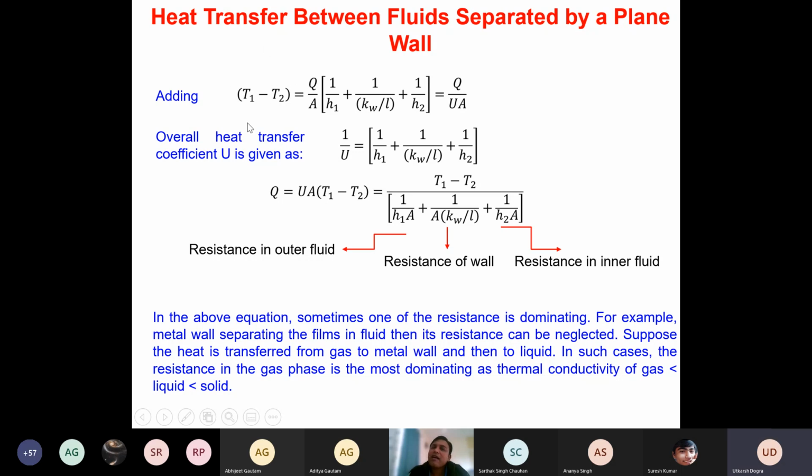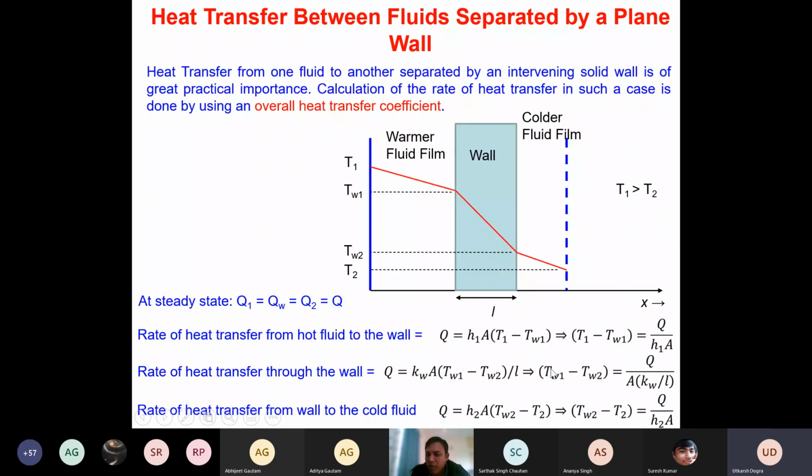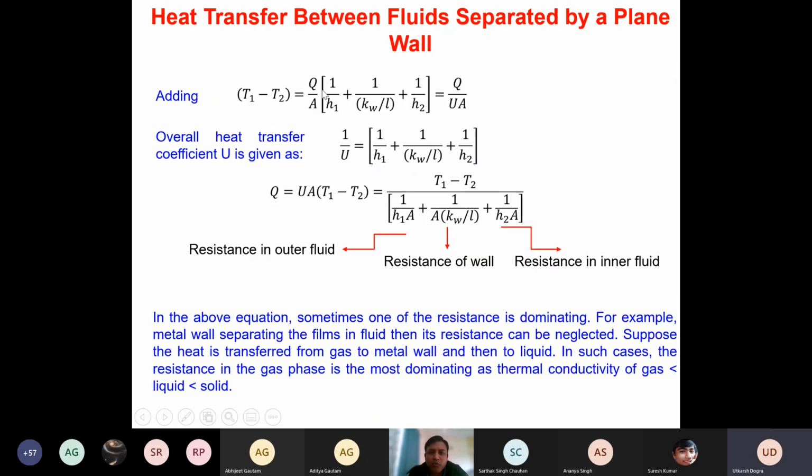So by adding all these individual temperature differences we have obtained, and as I said, TW1 and TW2 are unknown, we will not be able to find them out. Only the bulk temperature we can know easily. So we can add all these temperature differences. By adding them, what we are going to get is Q by A in the bracket. All these terms will be there: 1 by H1 plus L by KW plus 1 by H2. And this entire bracket term is represented as 1 by U.